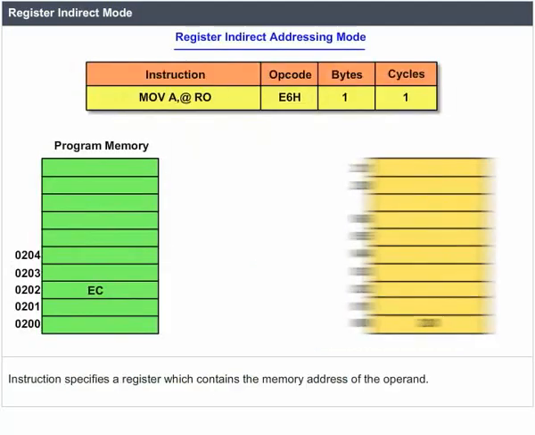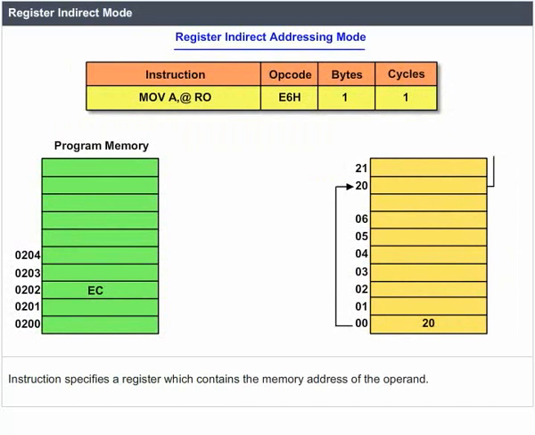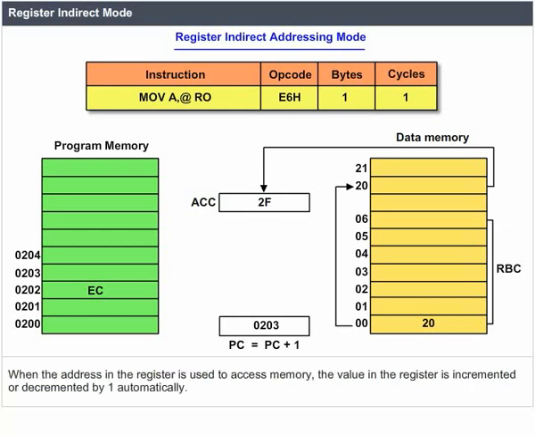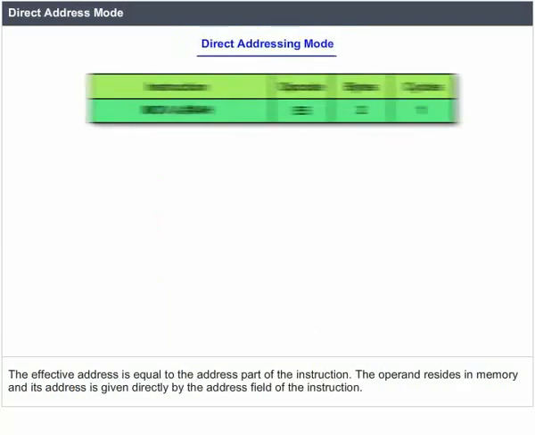Register indirect mode: instruction specifies a register which contains the memory address of the operand. Saving instruction bits since register address is shorter than the memory address. Slower to acquire an operand than both the register addressing and the memory addressing. Register used in register indirect mode may have auto-increment or auto-decrement features. When the address in the register is used to access memory, the value in the register is incremented or decremented by 1 automatically.